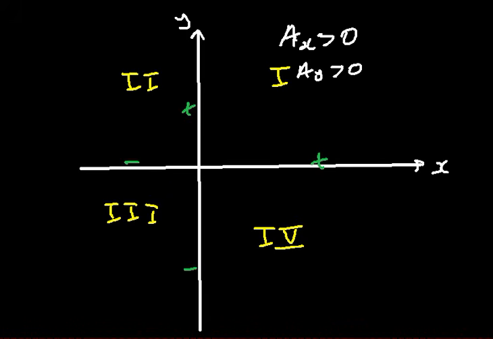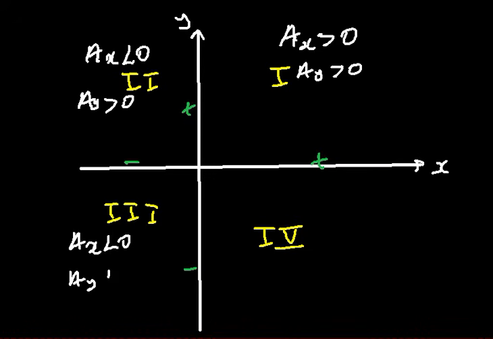In the second quadrant, a vector A's x component must be negative, which is less than 0, and its y component must be greater than 0, that is, positive. In the third quadrant, all of its components must be negative. Likewise, in the fourth quadrant, its x component must be positive, and its y component must be negative.